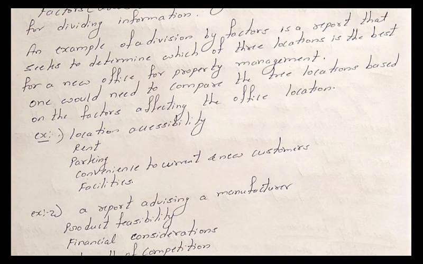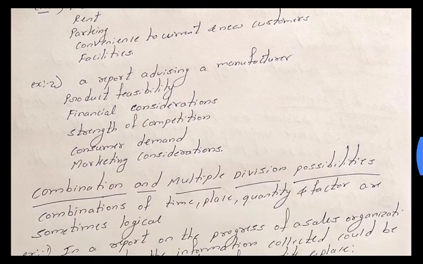Here different factors have been taken: the location, accessibility, how much rent you have to pay for the office, whether there are parking facilities or not, whether it is convenient to current and new customers, and what facilities are available in the city. For all these factors you collect the information for all three locations, and then you put it under these particular sections. Is it clear?